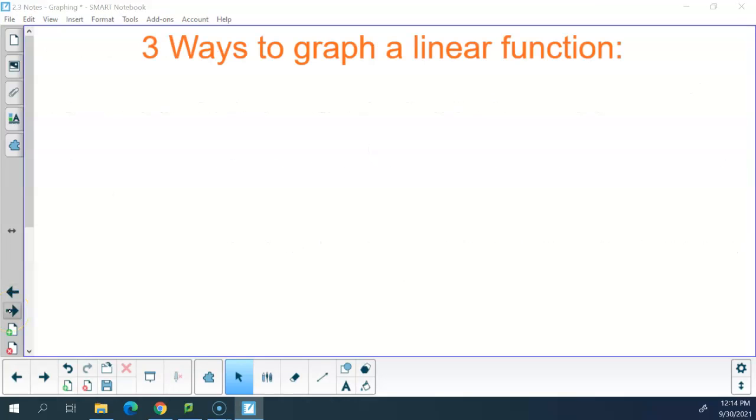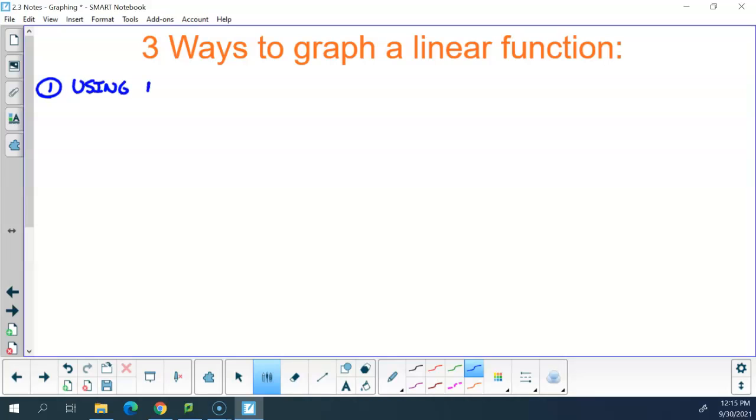So there's going to be three different ways that we can graph lines. Or, I mean, there's many ways that we can graph lines, but based off of the three functions that we have, or the three forms that we have. Okay? So the first way is using y equals mx plus b.